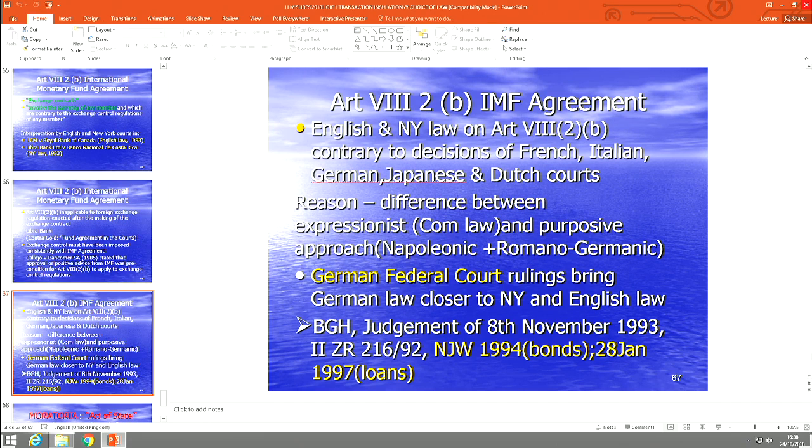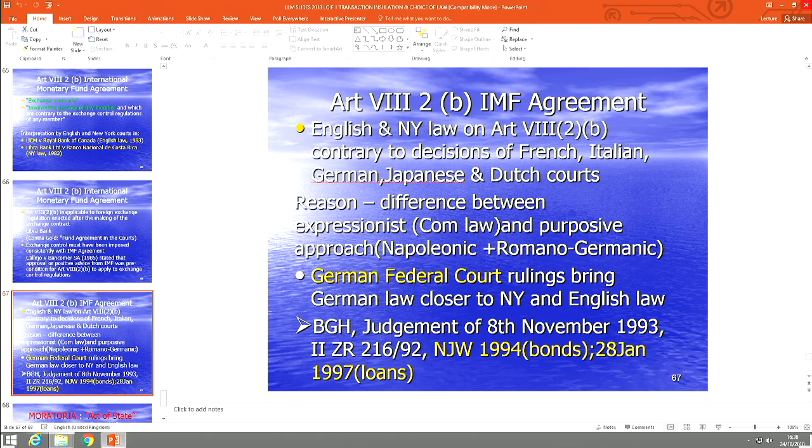English and New York courts will not look at purpose. The only question is, what have you written? Read the text. End. So if you read the text, then the English and New York courts are absolutely right. Exchange contracts are not syndicated loans. Exchange contracts are not international bonds. They're not securitizations. And therefore, they come to the conclusion that Article 8.2b has absolutely no application to our world of international finance.